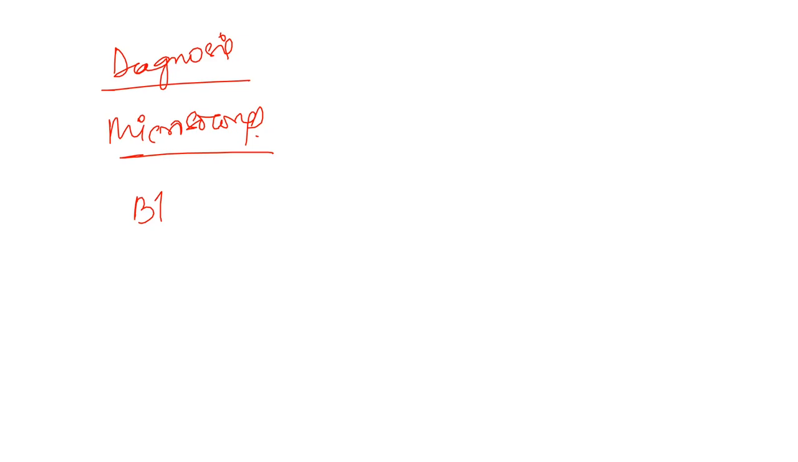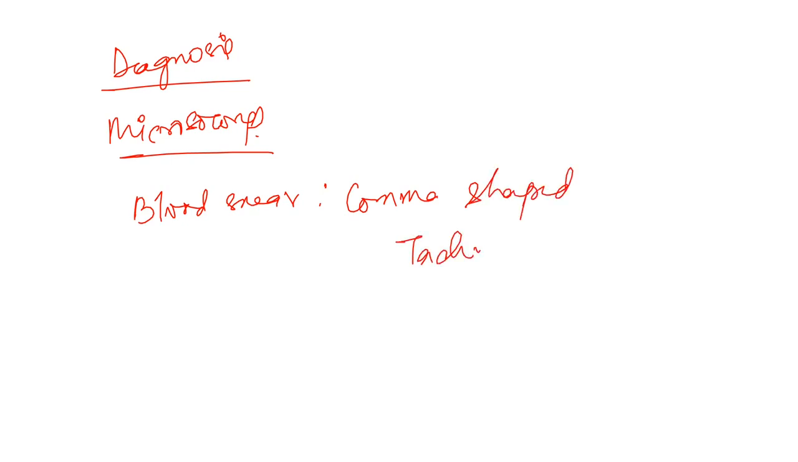Now we will talk about the overall diagnosis of toxoplasma. Microscopy we do first. In a blood smear, what do we see? Comma shaped tachyzoites. I'll show you the tachyzoites. Spelling is wrong. So these are comma shaped tachyzoites.